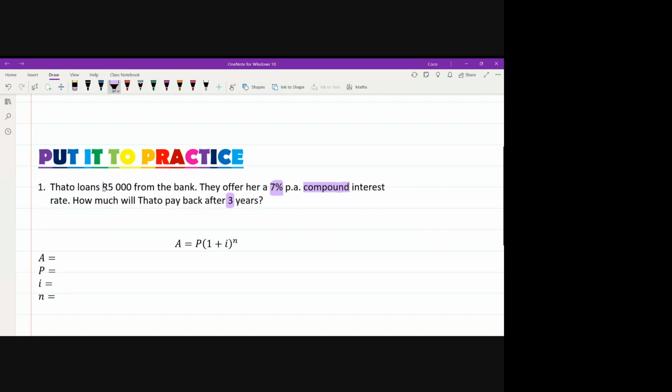So we now know that Tato takes out a loan from the bank today. That is our start amount. That's today. So this is our P, right? So I'm going to go in here and I'm going to add P is 5,000. Right? And they offer her a 7,000. Oh my goodness.